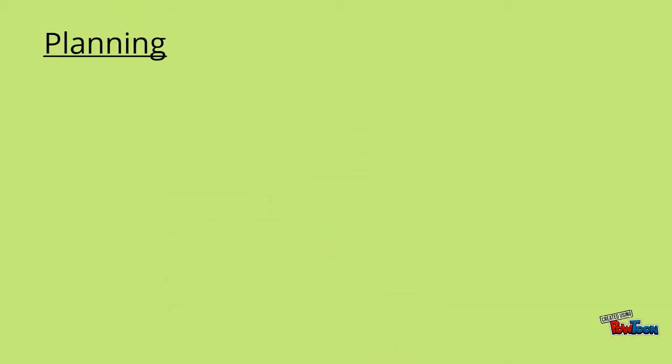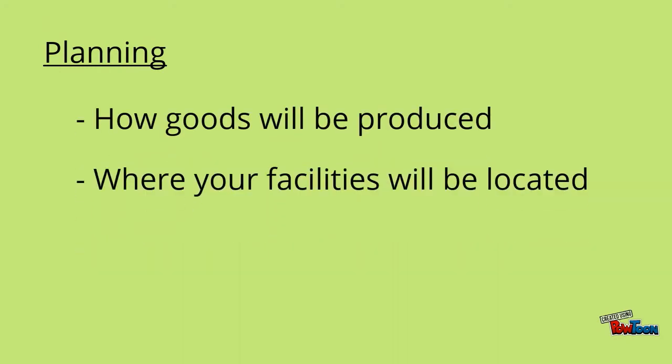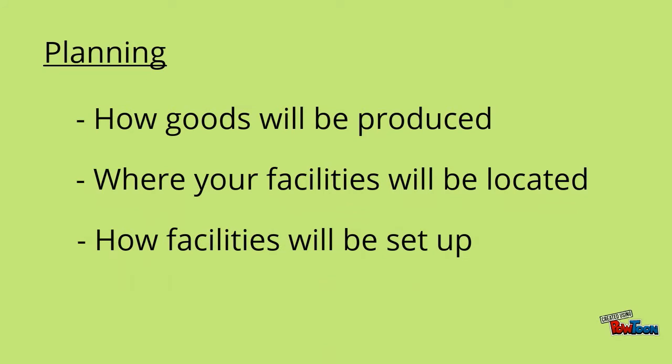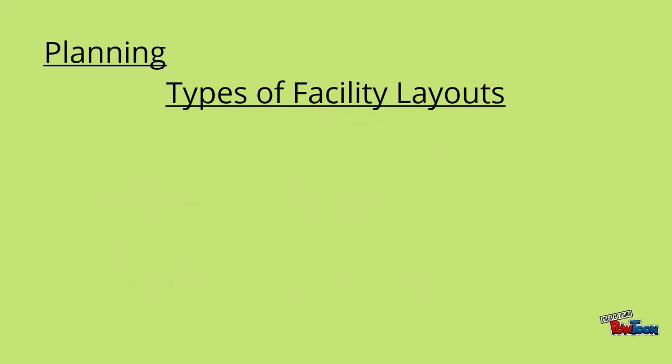The first step is planning. In this phase, you'll need to figure out how goods will be produced, where your facilities will be located, and how those facilities will be set up. When deciding on a facility layout, there are 4 major types to keep in mind.